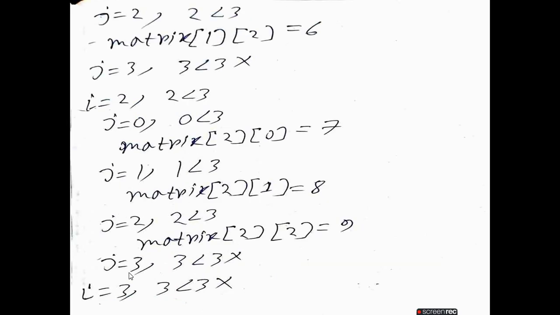So this is basically the representation of the matrix. Now again, j becomes 3, so 3 less than 3 is false, stop. Again, increment i, it becomes 3, 3 less than 3, stop. So we have successfully completed our input. This is after input, and our matrix looks like this.